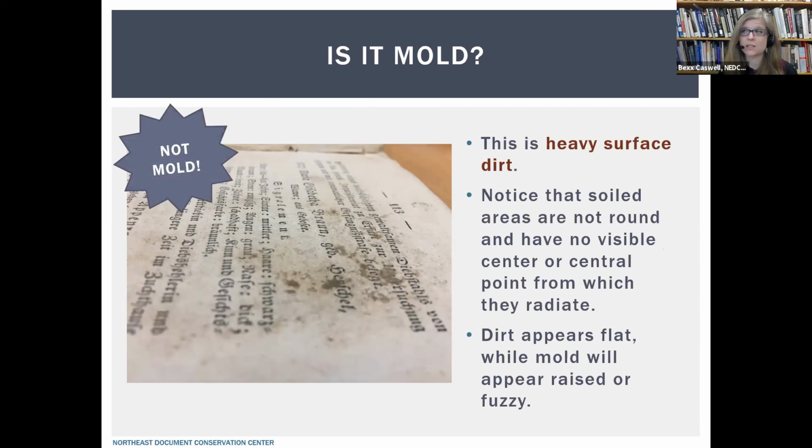This is actually just really heavy, caked-on surface dirt. You'll notice that the areas where this substance is, it's not really round. It doesn't have a central point or a colony formation. It's just kind of everywhere all over the page. And even though it's on the paper, it looks kind of flat as opposed to fuzzy or felty.